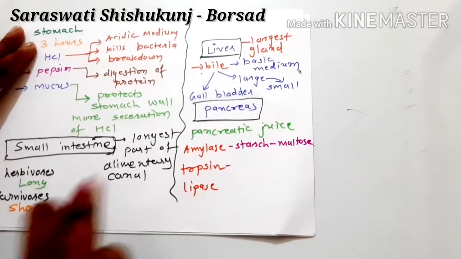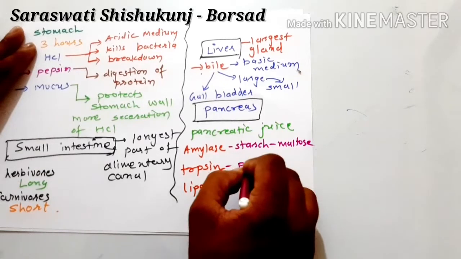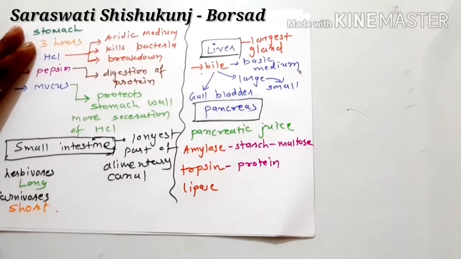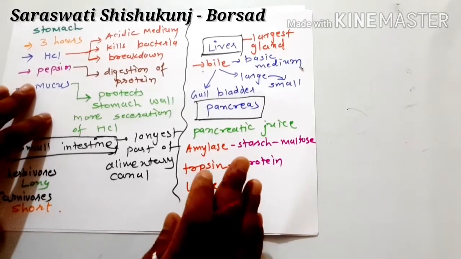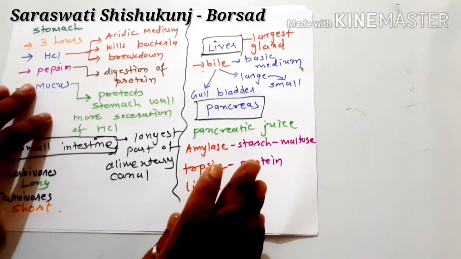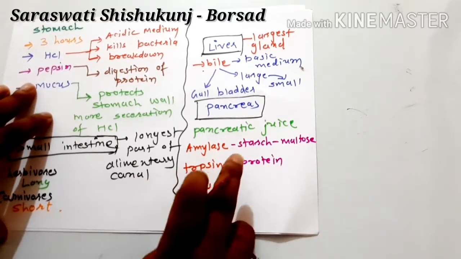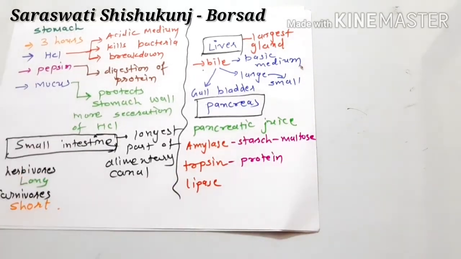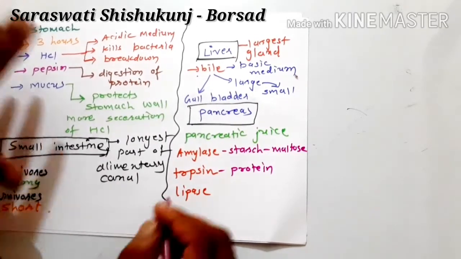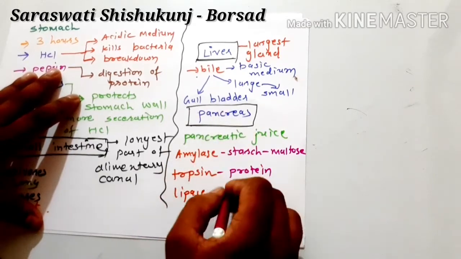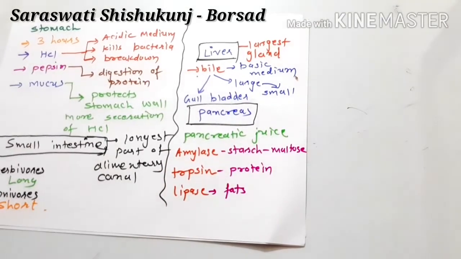Trypsin is important in digestion of protein. Trypsin is used in digestion of protein, and afterwards it will be converted into different easily absorbable compounds. Trypsin will activate the pepsinogen, which is useful in digestion of protein. Lipase is useful in digestion of fats.